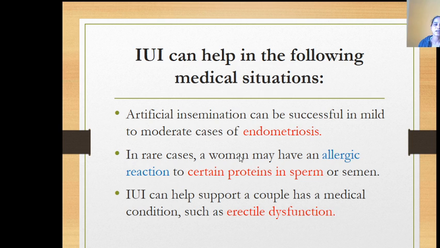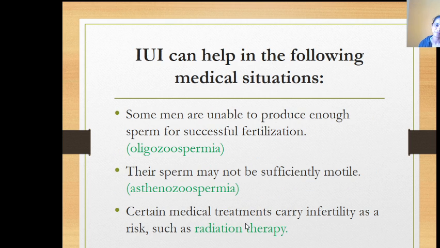In rare cases, women might have allergic reactions to certain proteins in sperm or in the semen. In very rare cases, one might be allergic. So in that case also, one can overcome that problem by artificial insemination. This intrauterine insemination, I for intra, U for uterine, second I for insemination, can help to support couples who have medical conditions like erectile dysfunction. If there is erectile dysfunction in the male, in that case also artificial insemination might help.